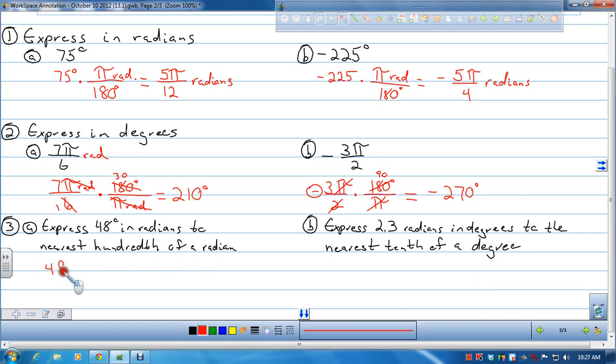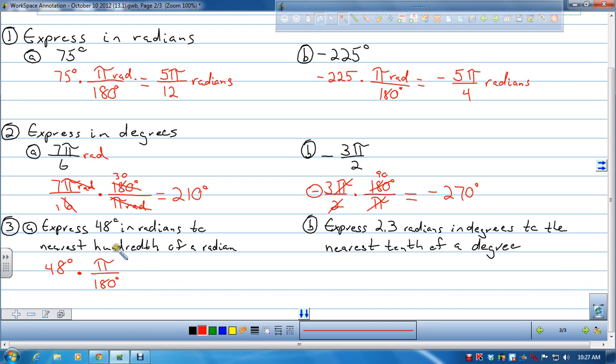I have to start out with 48 degrees. I'm wanting to get rid of what label? You can answer to yourself. Don't feel silly. I want to get rid of degrees, so that means my degrees needs to go on bottom, and remember it is times pi on top.